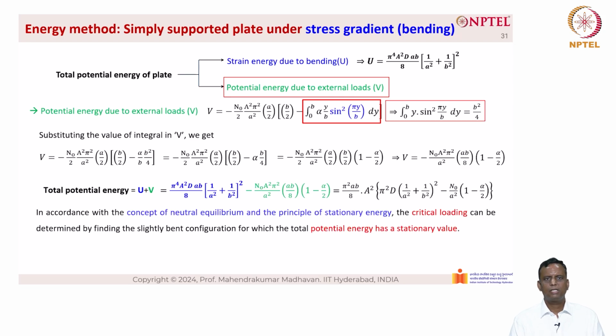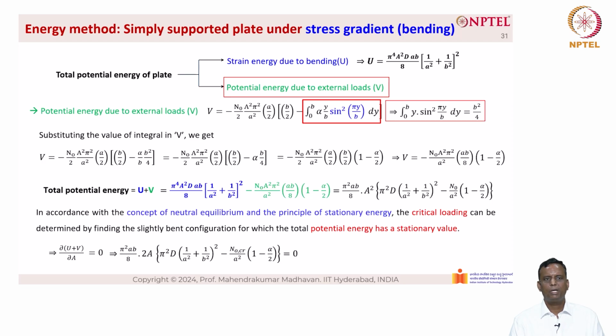In accordance with the concept of neutral equilibrium and the principle of stationary energy, the critical loading can be determined by finding the slightly bent configuration for which the total potential energy has a stationary value. Basically, we have to differentiate the total value U plus V with respect to A. So we have dou of U plus V divided by dou A is equal to 0.